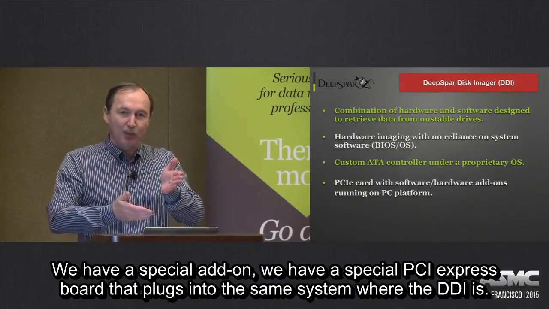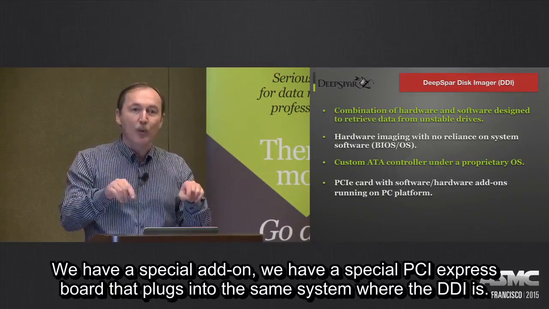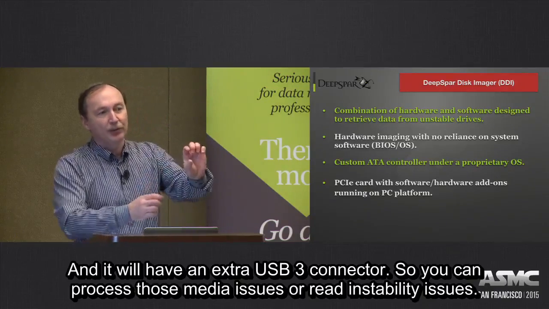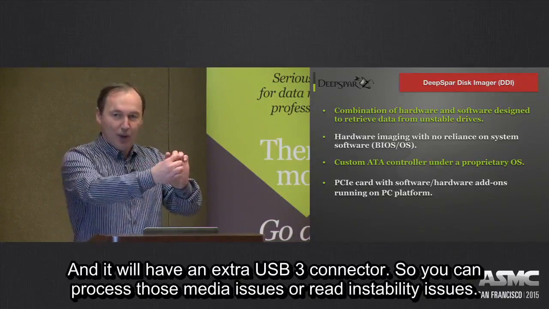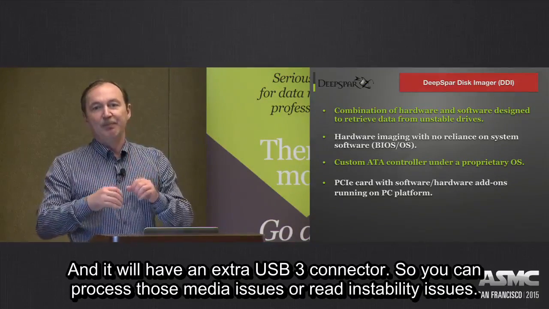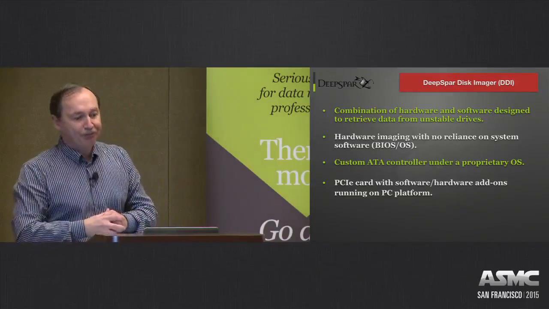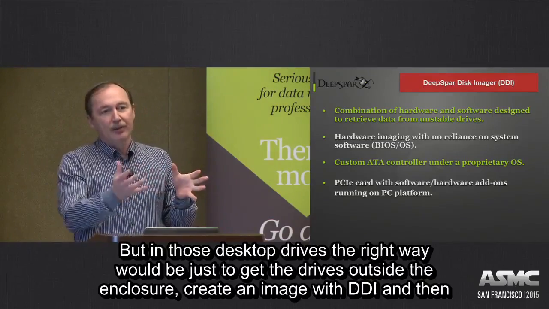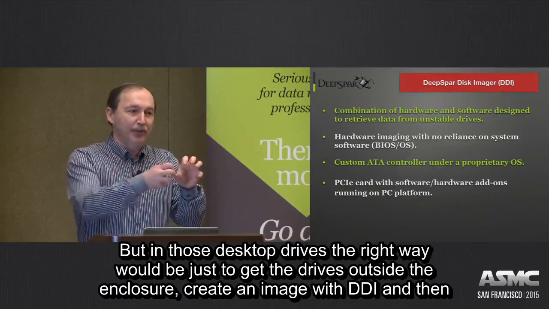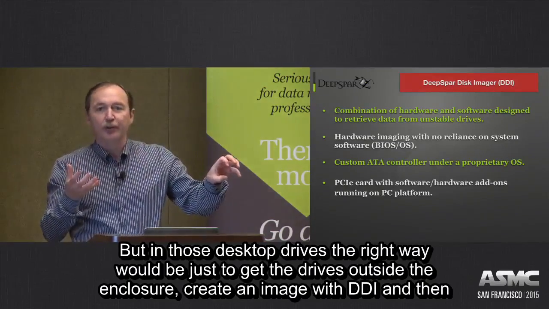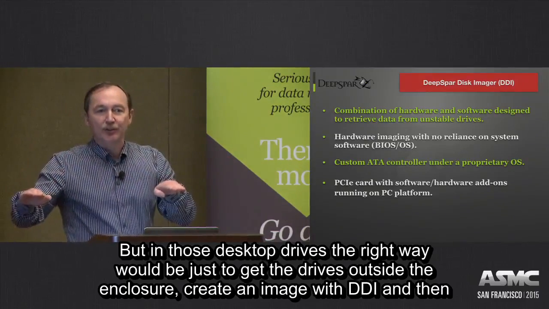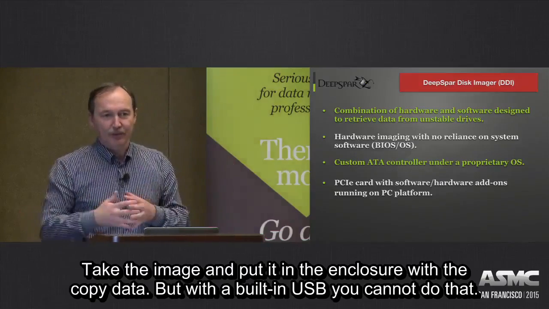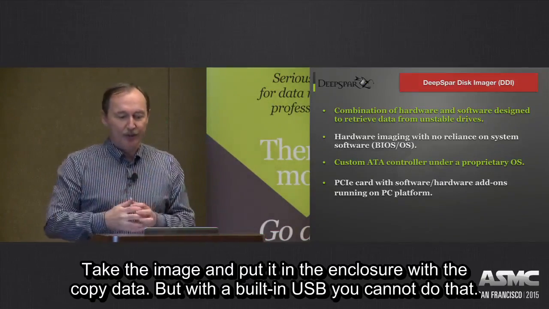It's a special PCI Express board that is plugged into the same system where DDI is, and it has an extra USB 3 connector. Then you can process media issues or read instability issues with those USB drives. But if these are desktop drives, the right way would be to get the SATA drive outside of the enclosure, create an image using DDI, and then take that image and put it back to the enclosure and copy the data off. But with built-in USB, you cannot do that.